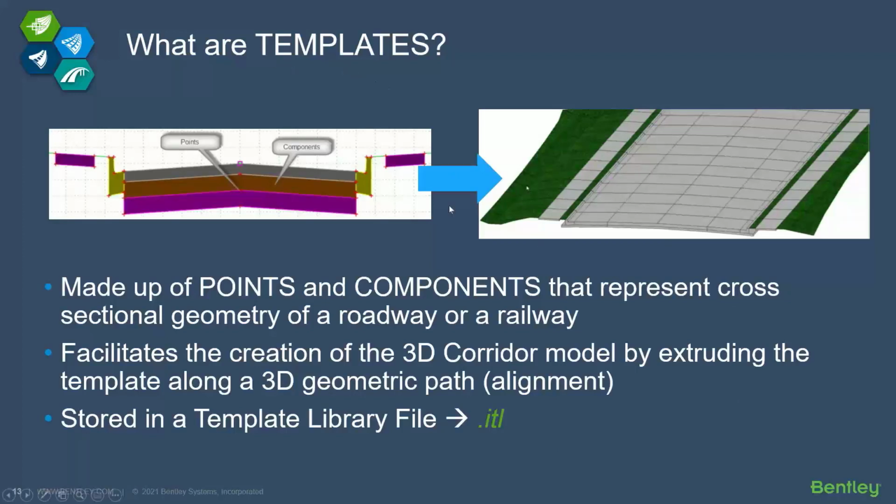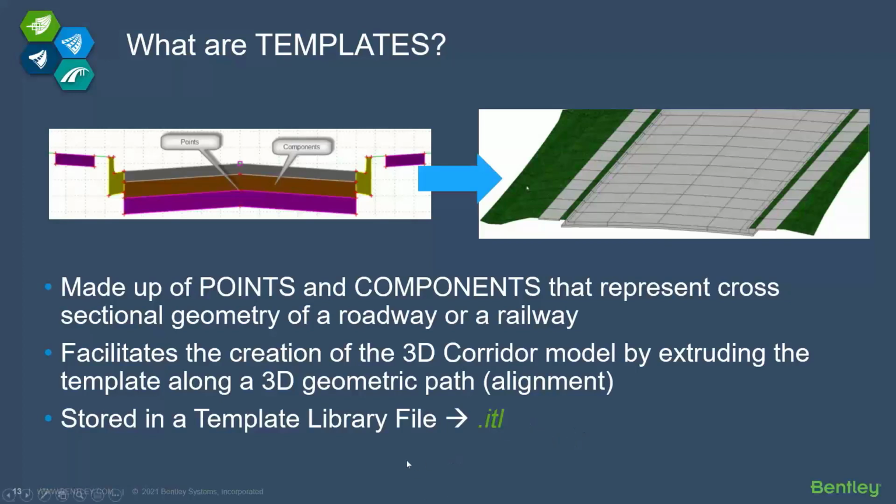So a template, if you would refer to it in other software, I think their terminology is assembly, but basically this is a typical cross section of the road that you are designing. It's actually made up of points and components that represent the cross-sectional geometry of your roadway or even your railway. It facilitates the creation of the 3D corridor model, as you can see here in the image, by extruding the template along the 3D geometry path. When I say 3D geometry path, that is your horizontal and vertical geometry.